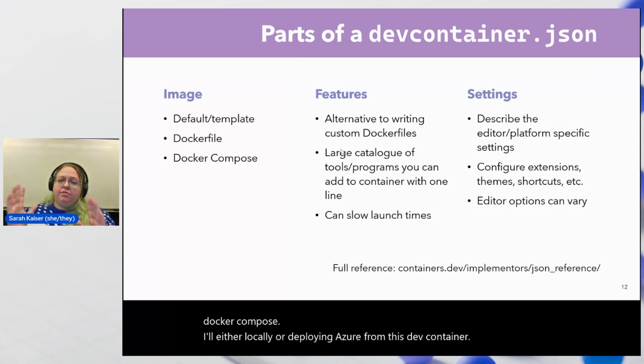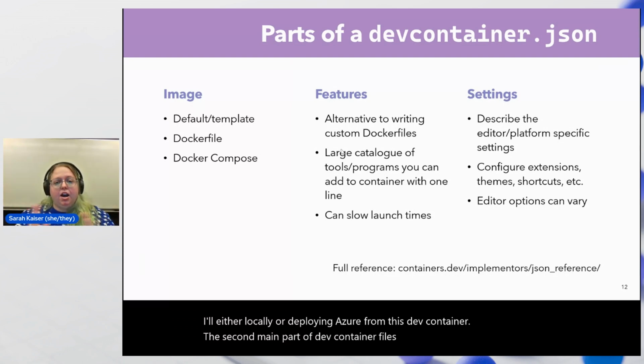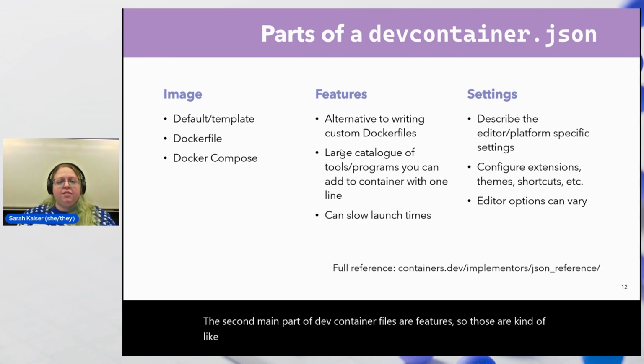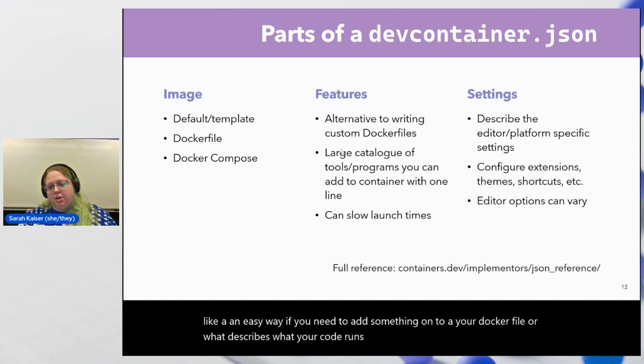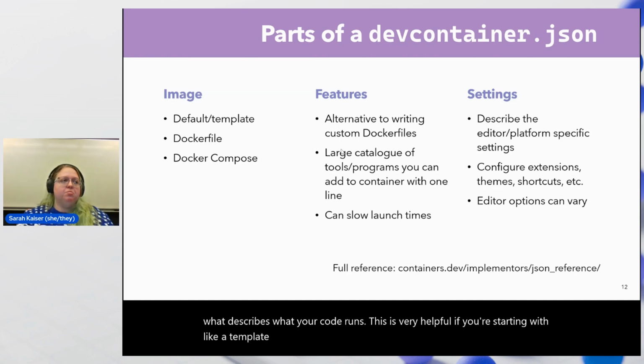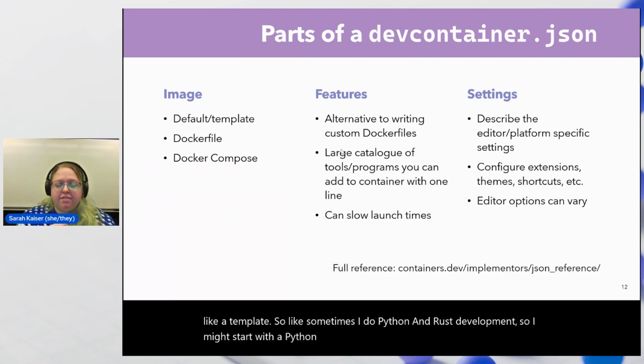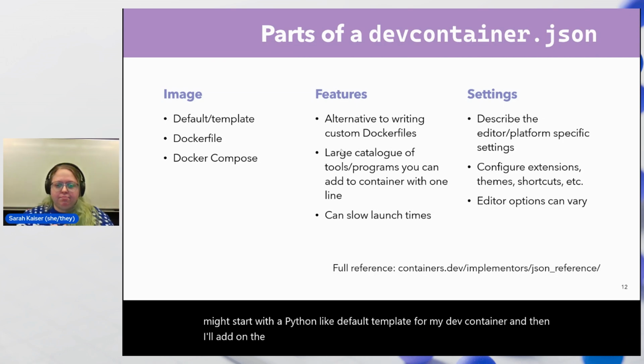The second main part of dev container files is features. Those are an easy way to add something on to your Dockerfile, or what describes where your code runs. This is very helpful if you're starting with a template. Sometimes I do Python and Rust development, so I might start with a default Python template for my dev container, and then add on the Rust SDK as a feature. That's literally just one line.